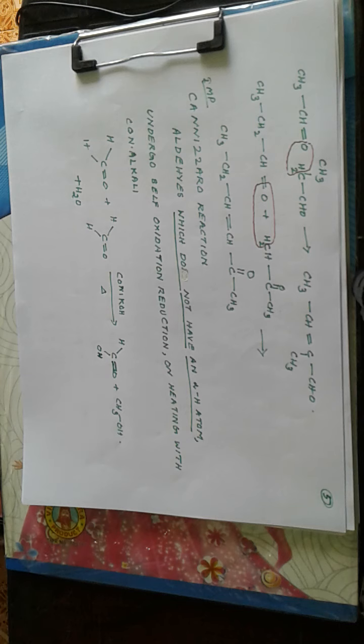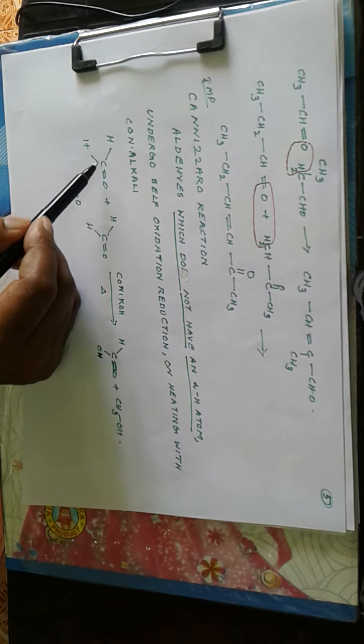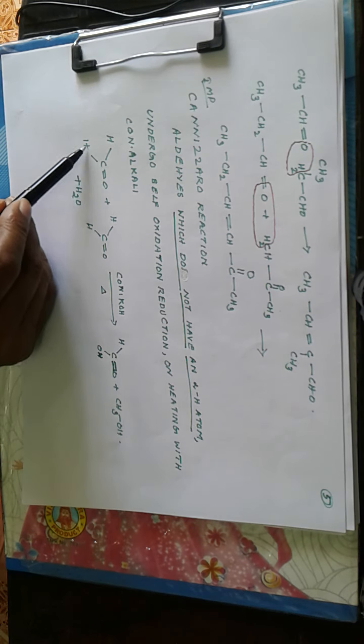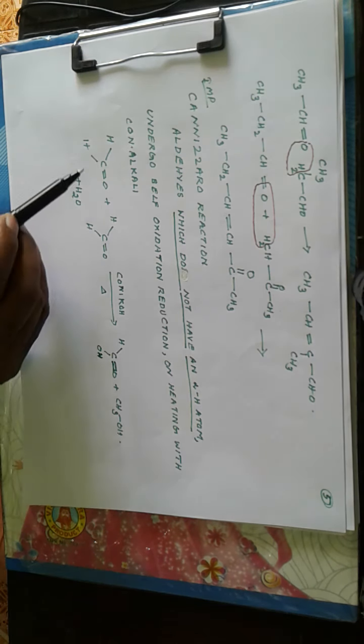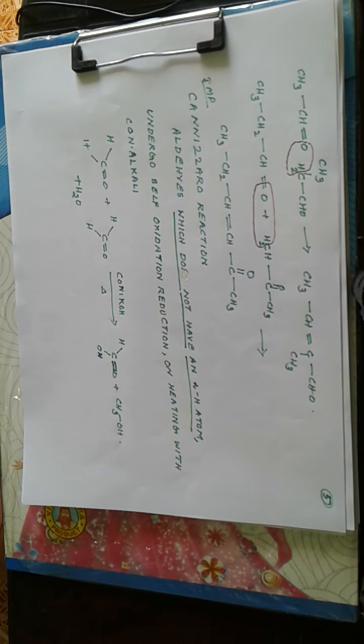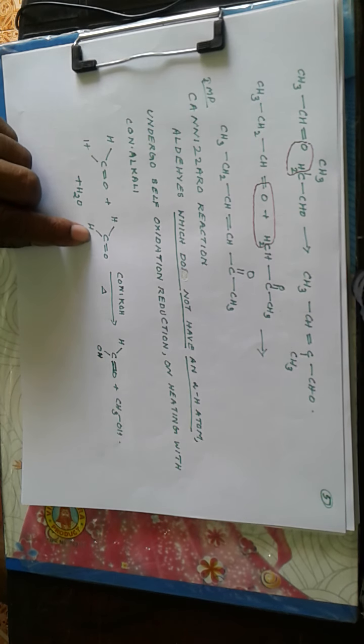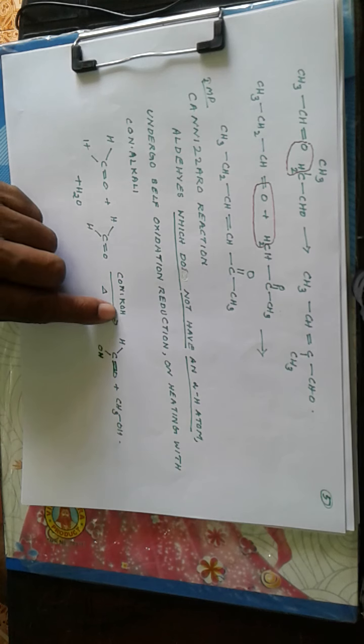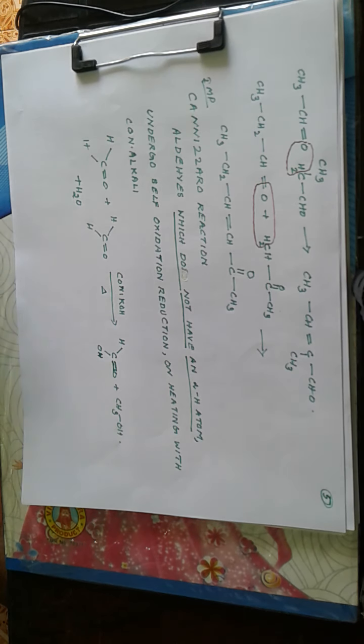It is an important reaction. Aldehydes which do not have an alpha H atom undergo self-oxidation reduction on heating with concentrated alkali. Now, formaldehyde, HCHO. This molecule does not possess an alpha carbon and hence no alpha hydrogen. Two molecules of formaldehyde react in presence of concentrated alkali, potassium hydroxide or sodium hydroxide may be used.